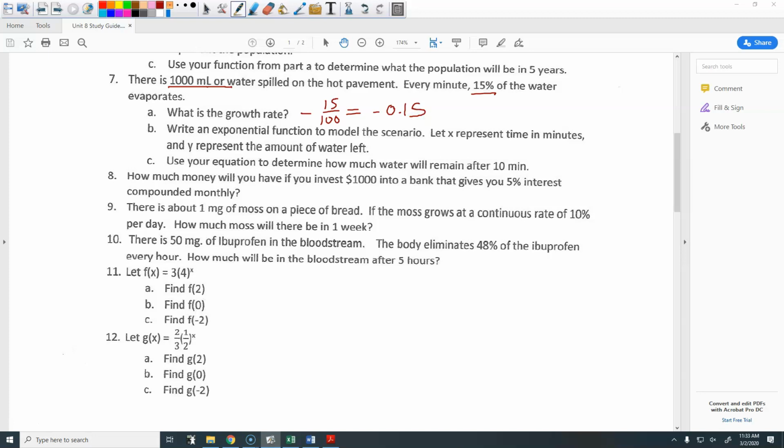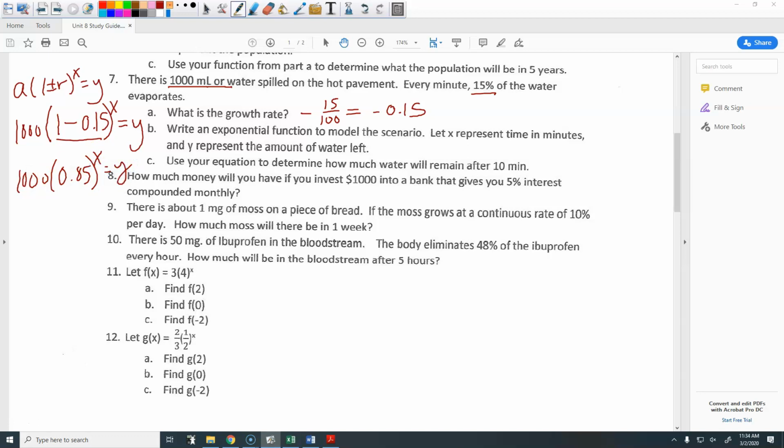Part B, write an exponential function to model this scenario. Once again, we don't have the word compounded or continuous, so we're using the same one that we had last time to write our equation. So in this case, the starting amount was 1,000 milliliters of water. And then we have 1, and then it's minus because the water is evaporating. 0.15 is my growth rate. And then we're going to go ahead and do the subtraction here, and what we're going to end up with is 0.85 to the x equals y. So that's your answer to part B.